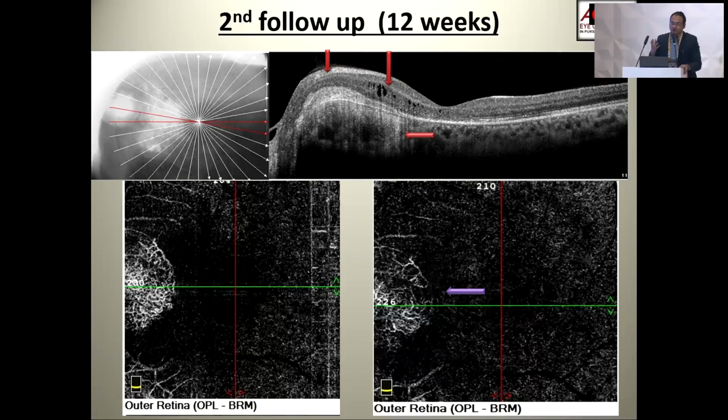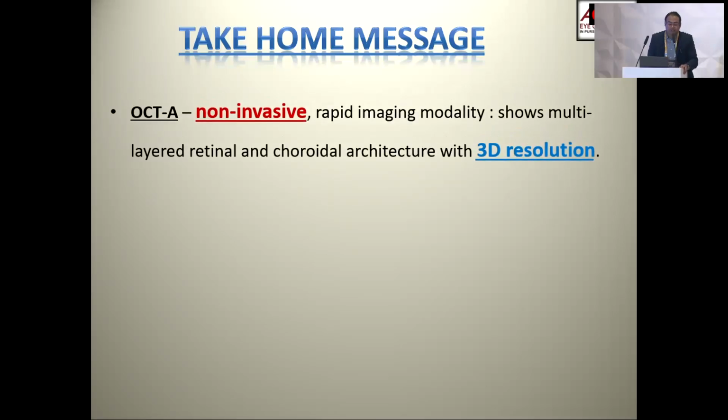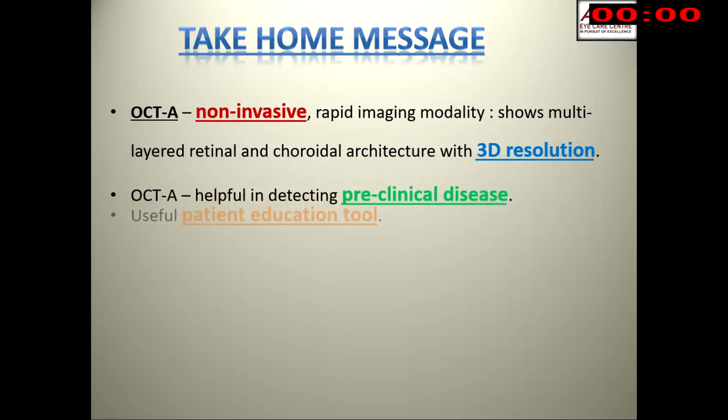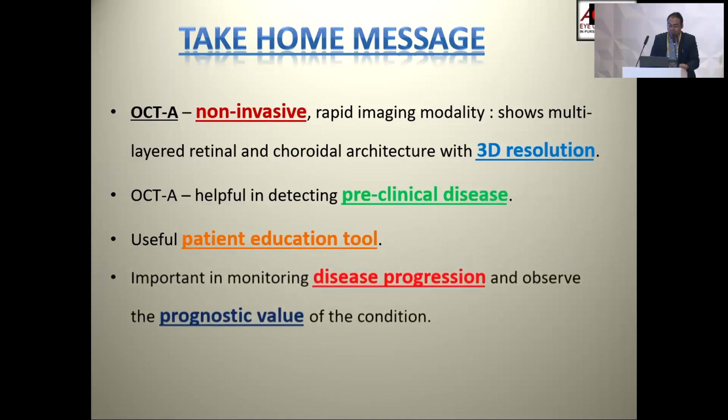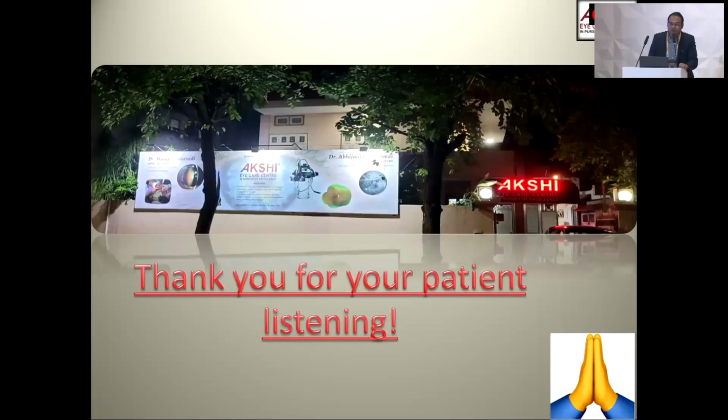So this is the beauty of OCTA. You can actually study the depth of vascular disruption and the regression of CNVs, which cannot be documented by any other imaging modality. So the take-home message for me is that it is a non-invasive, rapid imaging modality. It shows multi-layered choroidal and retinal architecture, and it is helpful in detecting preclinical disease. And it is a very good patient education tool. It is important in monitoring disease progression and observing the prognostic value of the condition. Thank you for your patient listening.